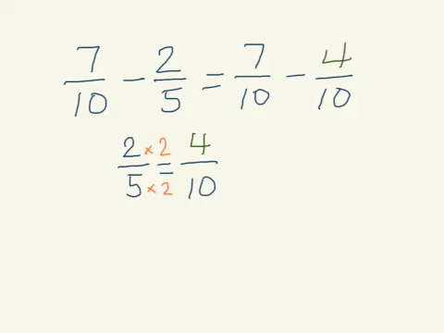So now I'm ready to subtract. 7/10 minus 4/10 equals some number of tenths, because this whole problem has been translated into the language of tenths. 7 minus 4 equals 3.